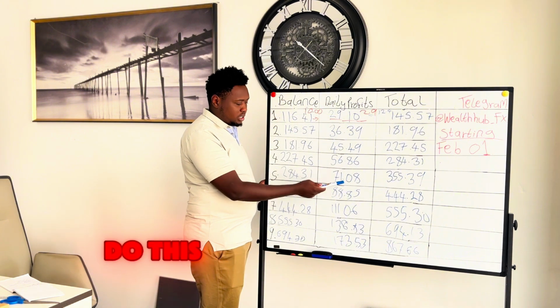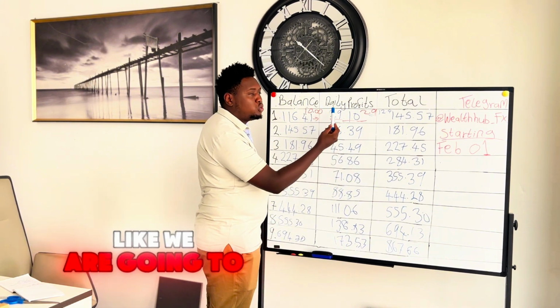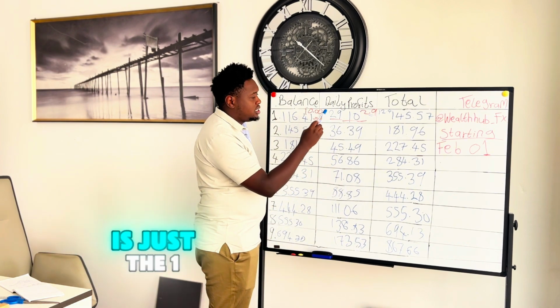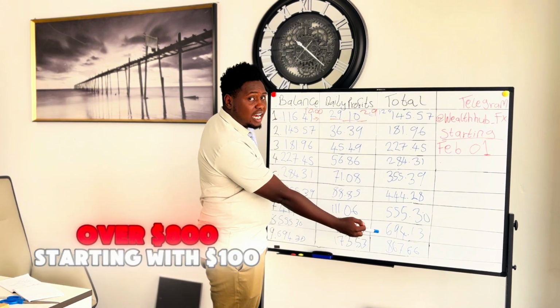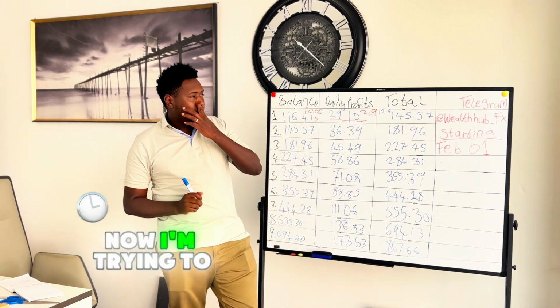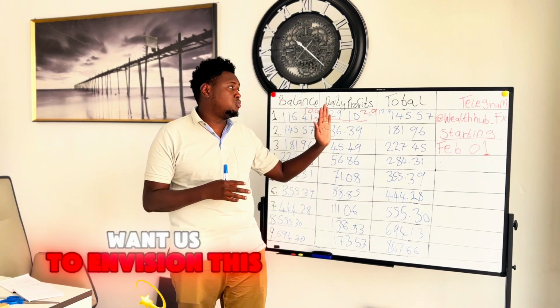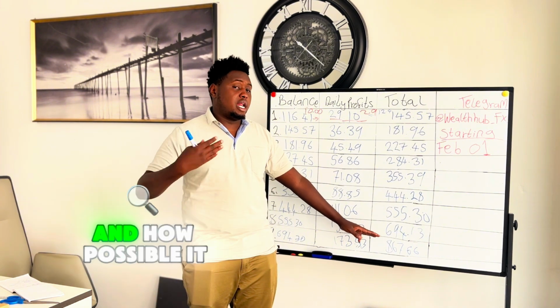So we are going to do this. We are going to hopefully, without a losing day, do this. So this is just day 1 to 9, and we are up over $800, starting with $100. Now I'm trying to avoid getting mixed up. So I want us to envision this is possible. Then I will tell you how impossible it is and how possible it is.